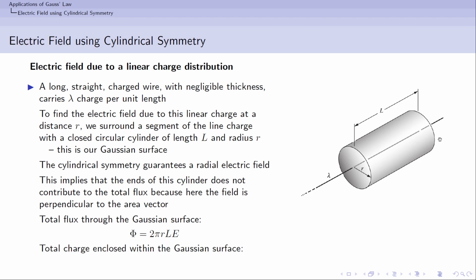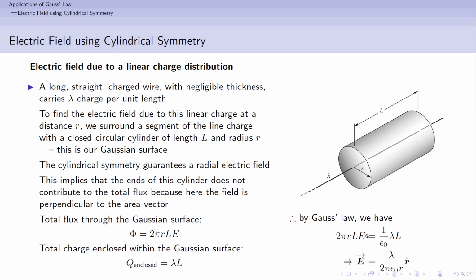The total charge enclosed is really easy to find because we have a linear charge density. The total charge inside is simply the linear charge density times the length enclosed inside this Gaussian surface, and that length is the same as the length of the cylinder itself. So this is simply lambda times L. By Gauss's law, the total flux, 2 pi r L E, is equal to 1 by epsilon naught times the charge enclosed, which is lambda L.